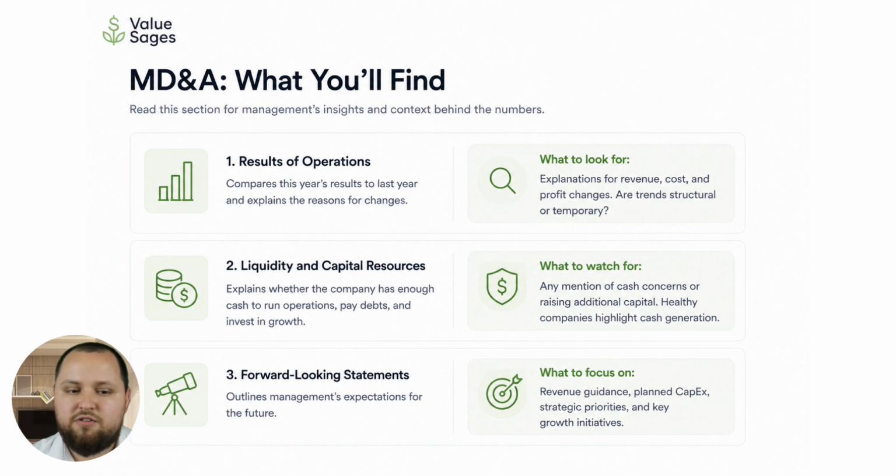Liquidity and capital resources. This section explains whether the company has enough cash to run its operations, pay its debts, and invest in growth. Watch for language like "we may need to raise additional capital." This is a warning sign. Healthy companies talk about cash generation here, not cash concerns. Forward-looking statements. Management will often discuss what they expect in the coming year: revenue guidance, planned capital expenditures, strategic priorities. This is valuable because it tells you what management themselves believe the future looks like.